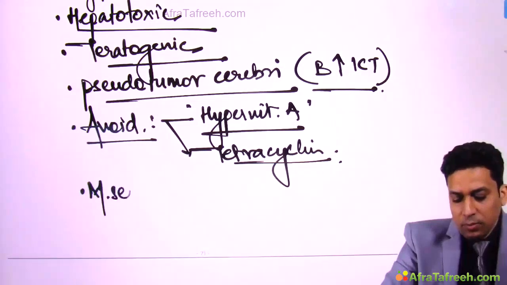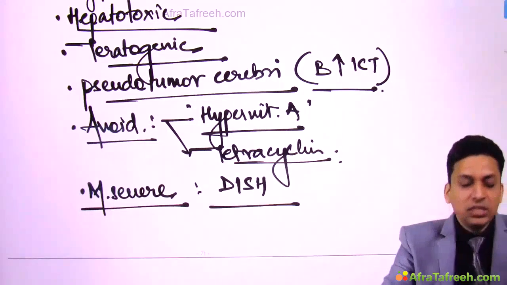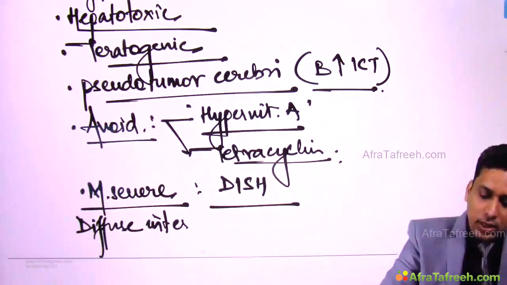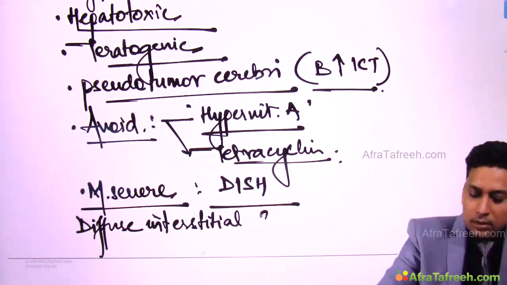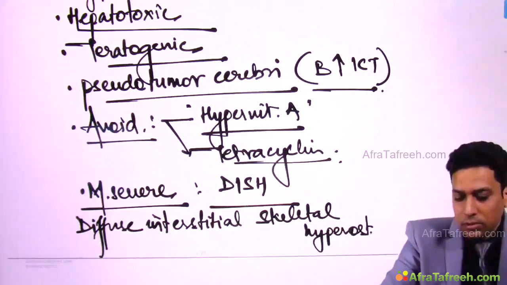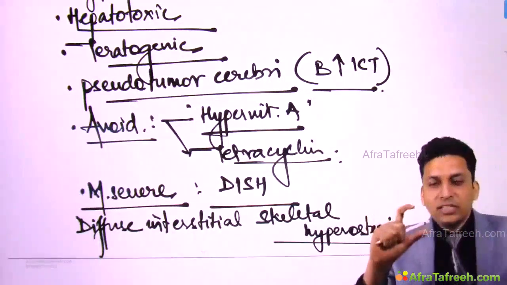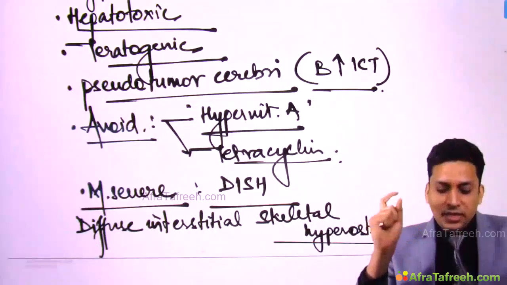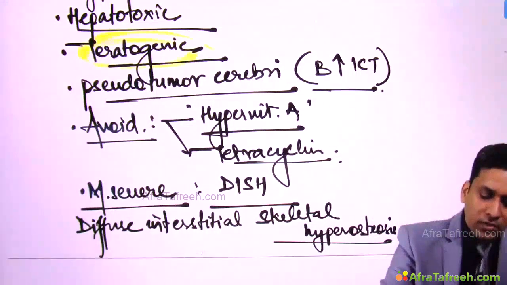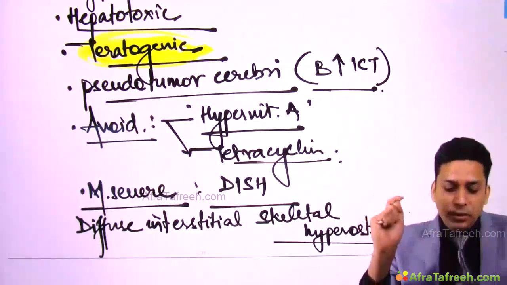Then if they ask you which is the most severe side effect of isotretinoin, the answer is DISH. And what does this DISH stand for? It stands for diffuse interstitial skeletal hyperosteosis. So DISH is the most severe side effect. So most common is dryness of lips, while most severe is DISH, that is diffuse interstitial skeletal hyperosteosis. This is very important that this drug is teratogenic, so should not be used in pregnant patients.